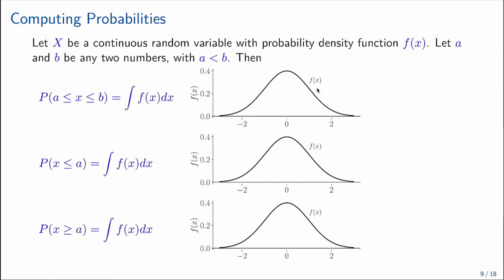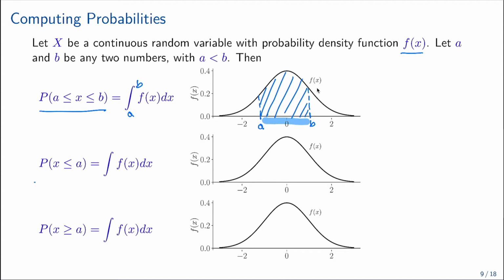Let's suppose that x is a continuous random variable with probability density function f(x), and a and b are two numbers with a less than b. Now, the probability of x being between a and b is equal to the integral from a to b of f(x) dx. So let's locate a at one point and b, which is greater than a. The probability of x being in this range is equal to the area under the curve between a and b.